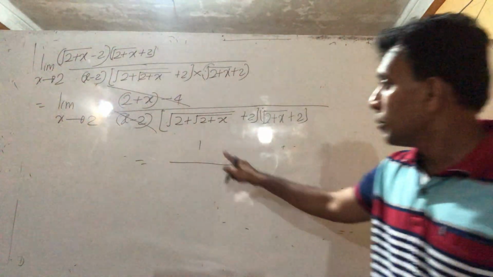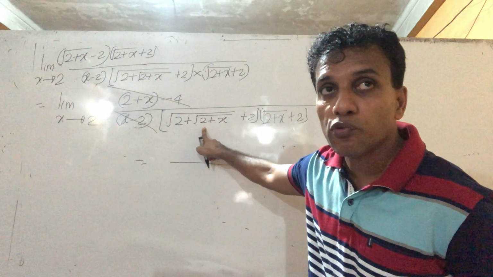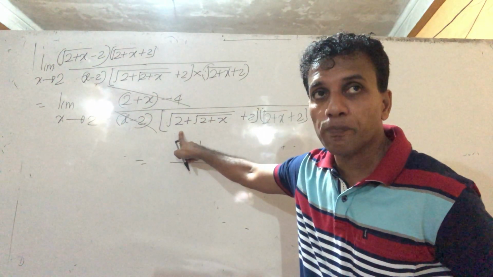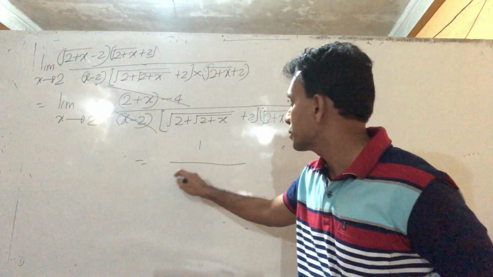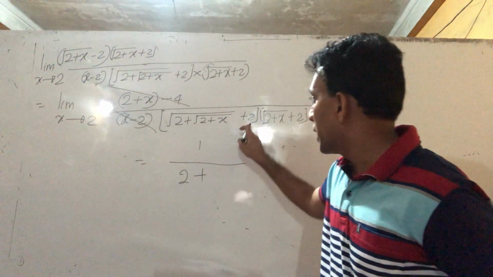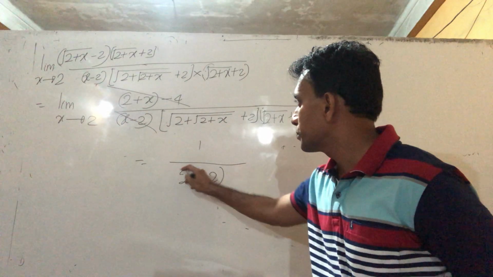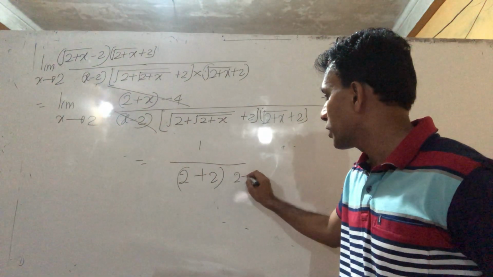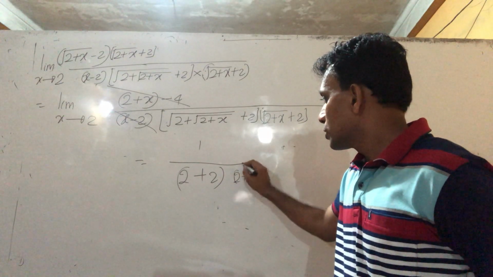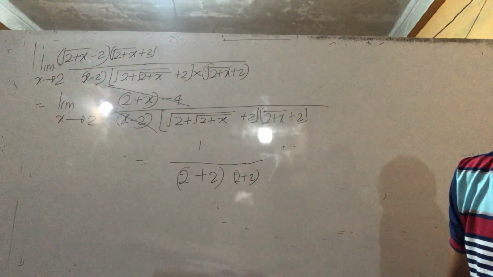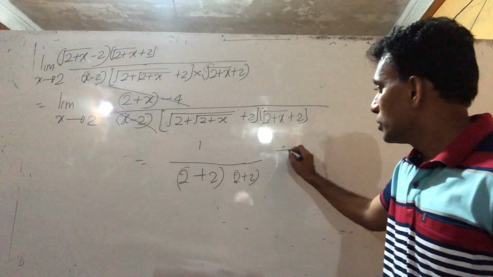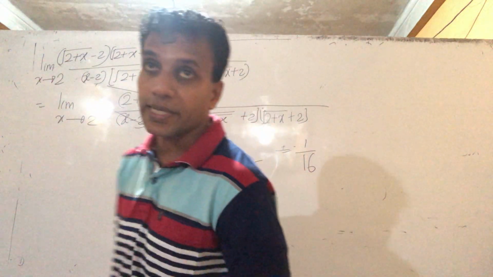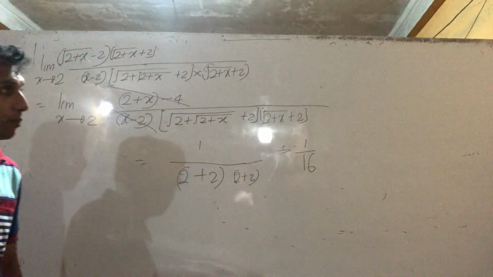1 over, right? Put x as 2, 2 plus 2 is 4. Square root of 4 is 2. 2 plus 2 is 4. Square root of 4 is 2. And here also 2. Here the same method, 2 plus 2 is 4. So the answer is 1 over 16. So the limit exists. The answer is 1 over 16. Right? That's the problem.